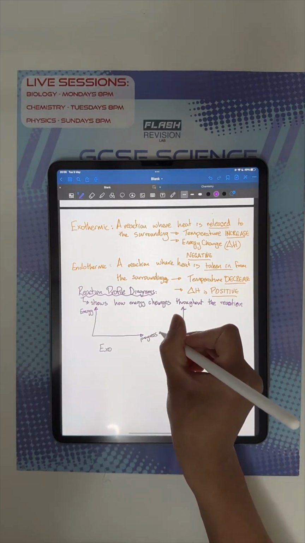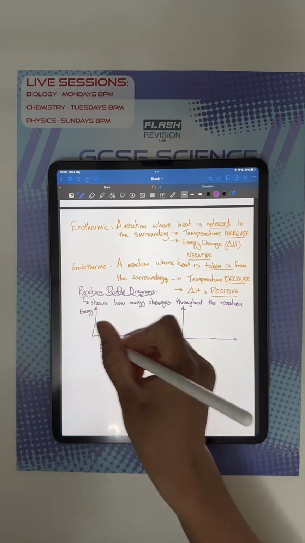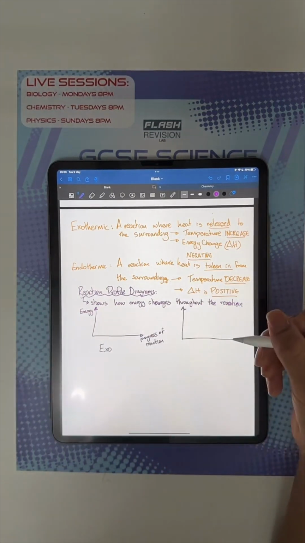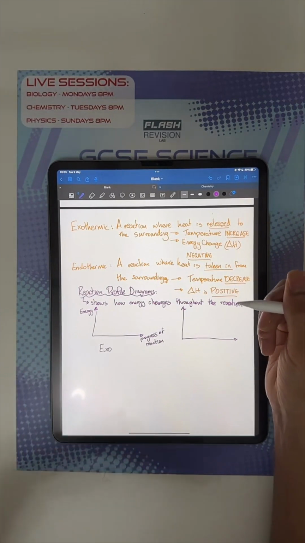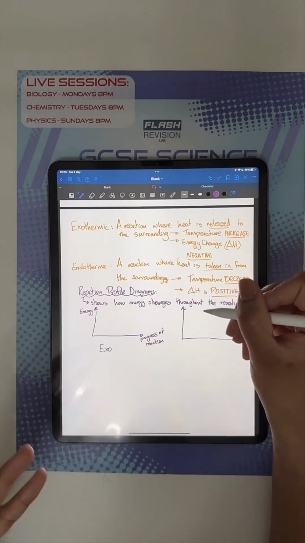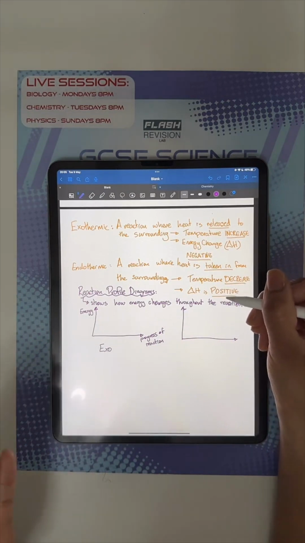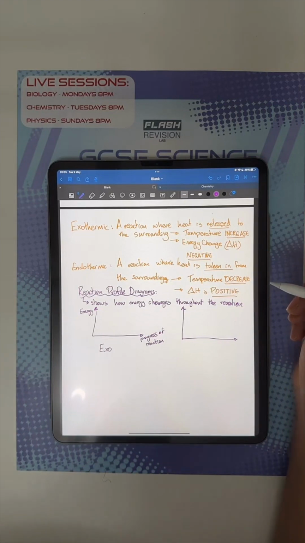What that means is basically the different stages of the reaction. So the starting point, the middle point, the finishing point. It's not really time. It's not the same as time. Time would be every second. This isn't every second. It can change. Some reactions happen really fast, some really slowly. It's just the different stages of the reaction. That's what progress means.